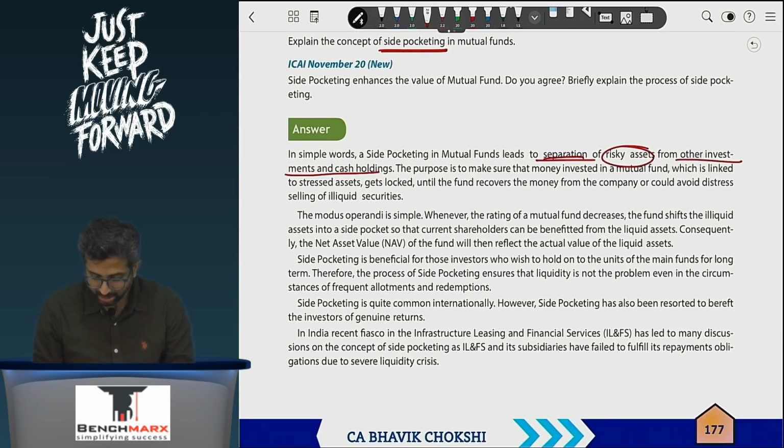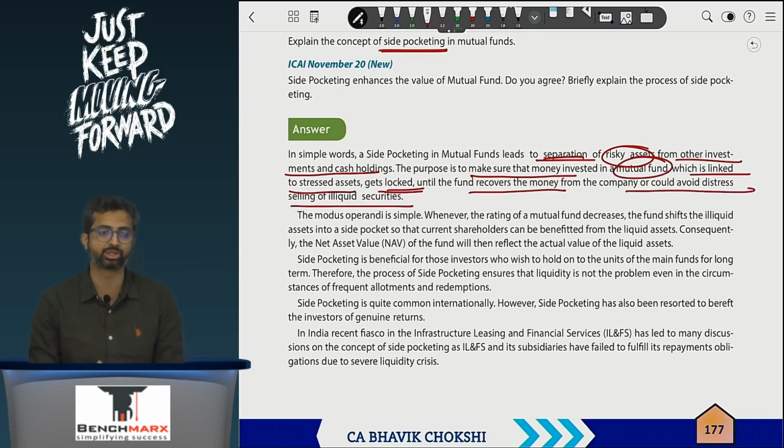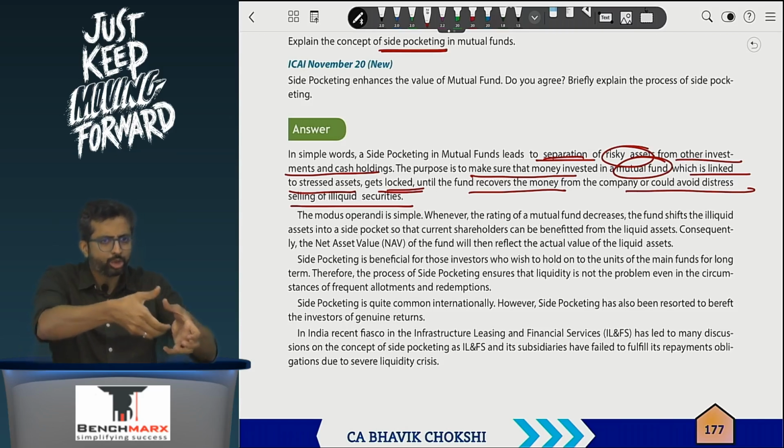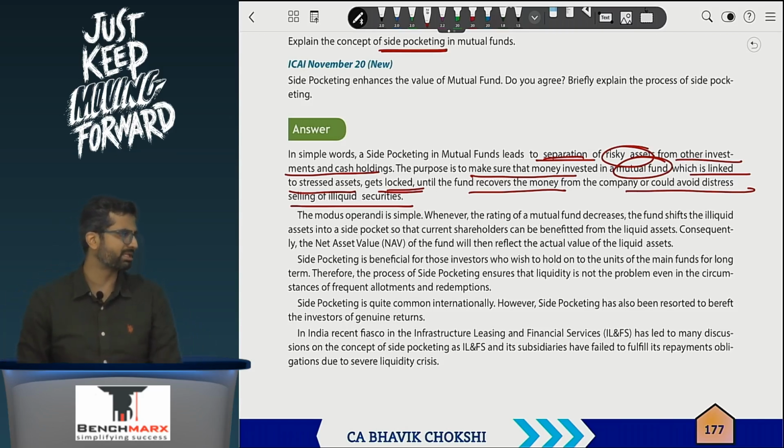The purpose is to make sure that the money invested in a mutual fund which is linked to stressed assets gets locked until the fund recovers the money from the company. That could avoid the distress of selling illiquid assets. So you will remove that and put it in what we call a side pocket, and that is kept separate as compared to your regular liquid assets. So they create a separate side pocket for stressed assets. Are we clear with this?